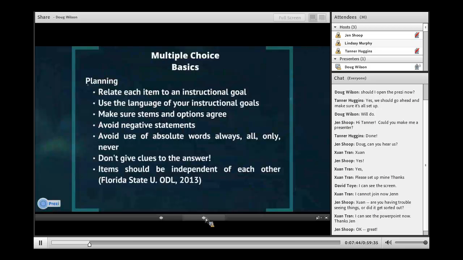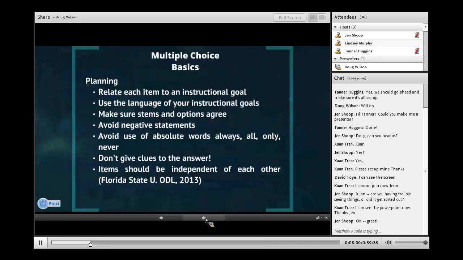Avoid negative statements. Some of these are just guidelines. I wish I could tell you specifically why we're saying avoid negative statements. But I can tell you as a former journalist, one of the things you used to do is you always stated things in the positive. You stated things as they are, not negative. So that's probably as good an explanation as any about no negative statements.